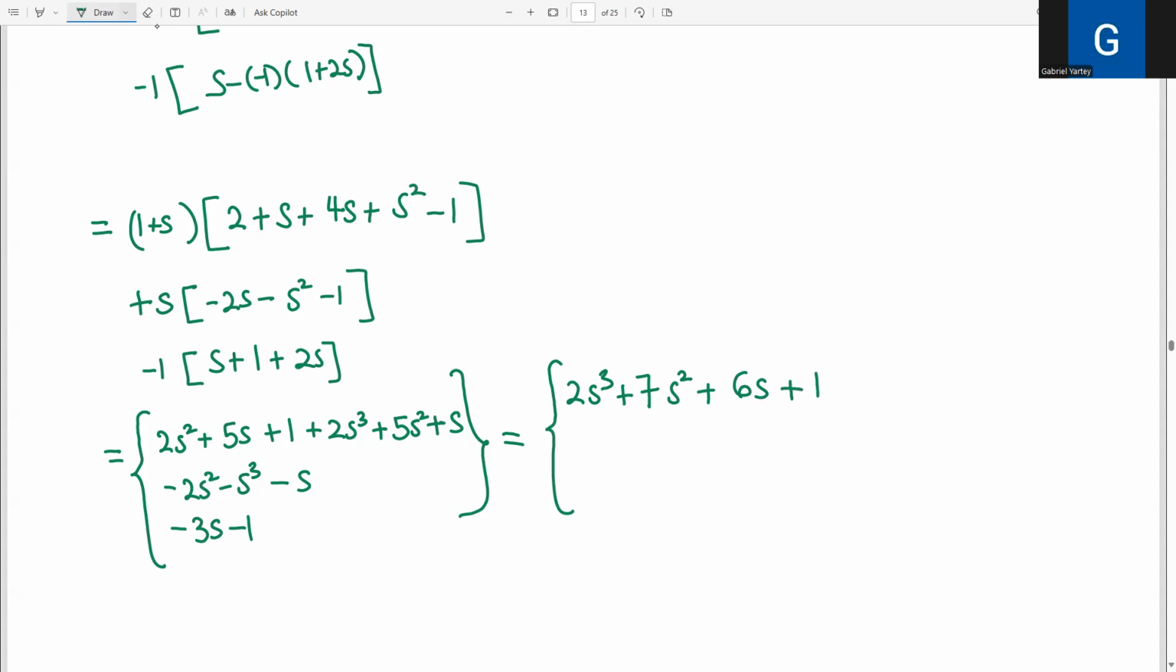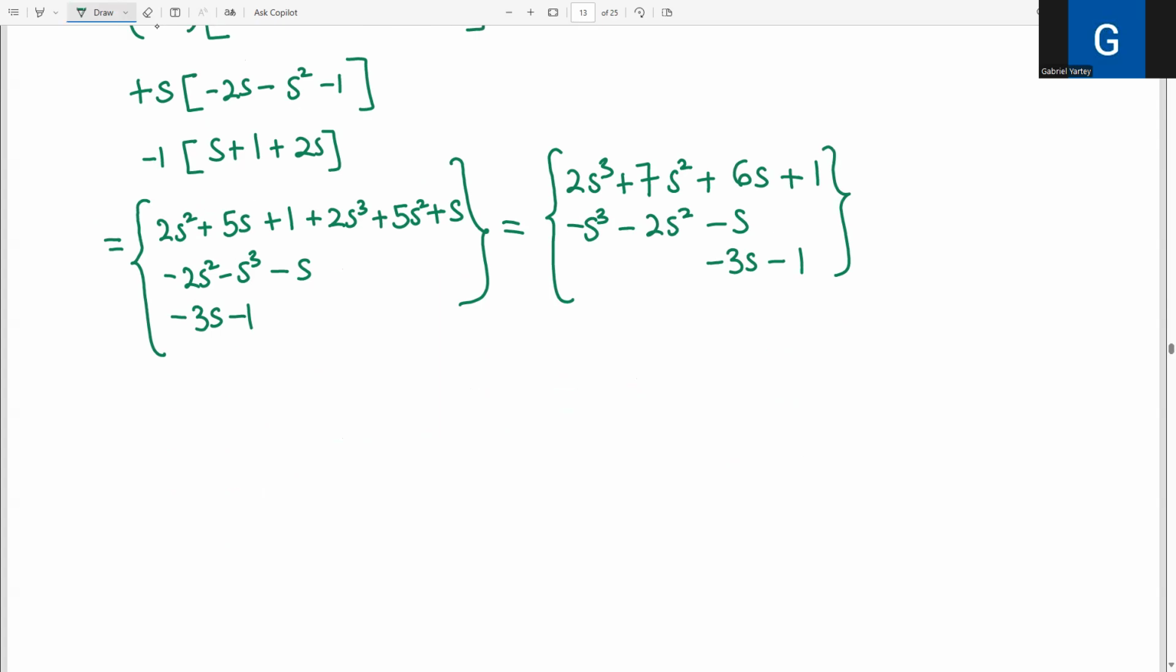And then this side right here, I arrange it again. I get minus s cubed minus 2s squared minus s. And then the third one is minus 3s minus 1. See, when I do it this way, it's easy for me to sum them up, and I'll get the same thing too.